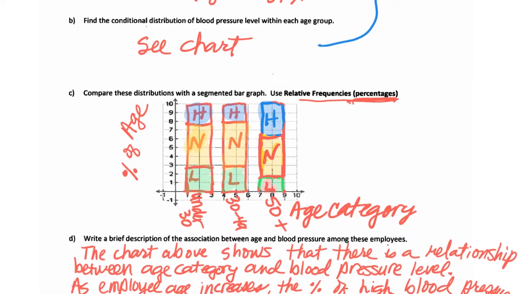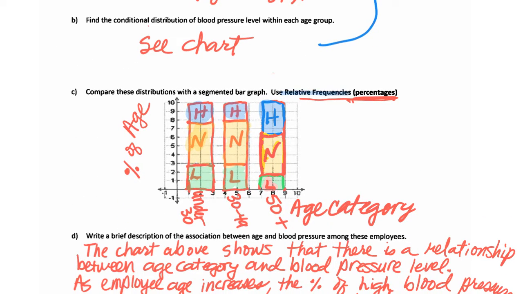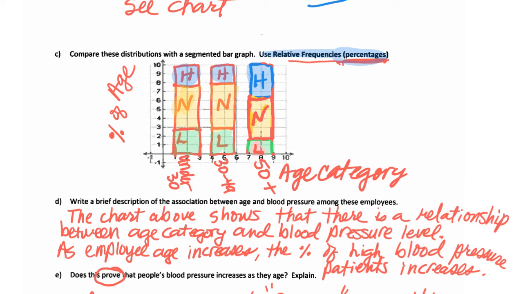Then there was the picture that was asked to do relative frequencies. So to go ahead and do them, of course, in terms of percents. You always do it in percents, not in the actual counts. So I listed those, and here is my brief description of the association. The chart above shows that there is a relationship between age category and blood pressure level. As employees' age increases, the percent of high blood pressure increases in patients.